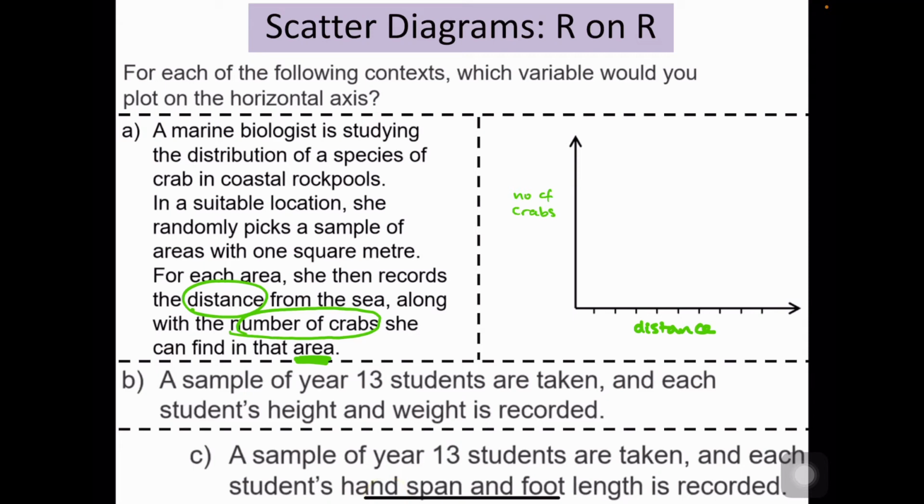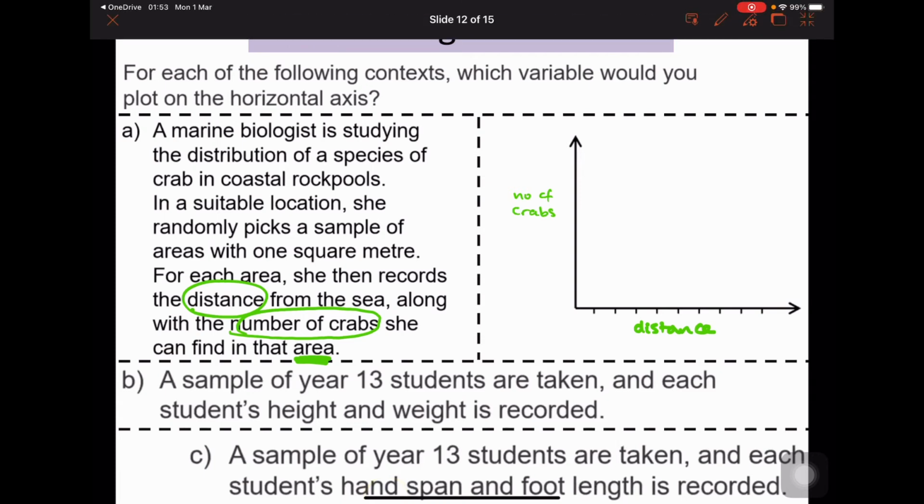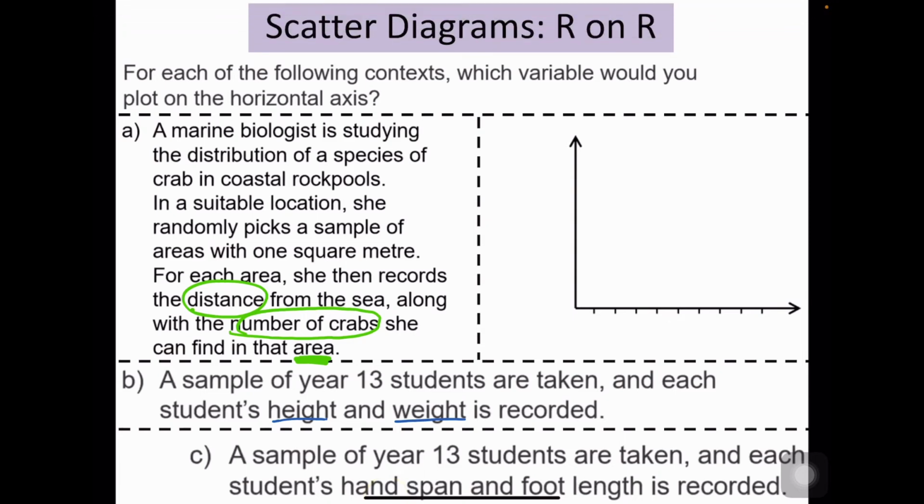Part B, a sample of Year 13 students are taken and each student's height and weight is recorded. So firstly, let me just rub off. So height and weight. Just underline it. Height and weight. So this is quite a difficult one. We need to think about which one affects the other one. Generally speaking, height doesn't really, we're all born with a certain height. We can't do much to change that, but we can change our weight.